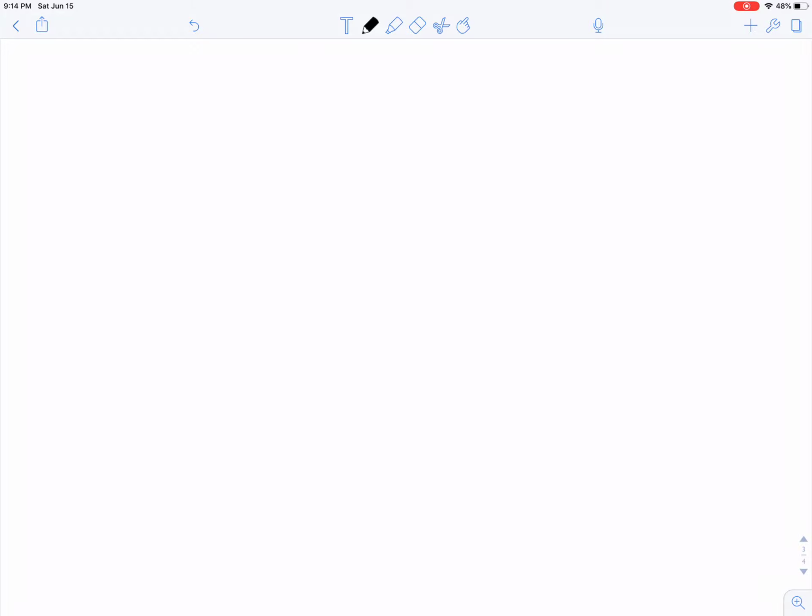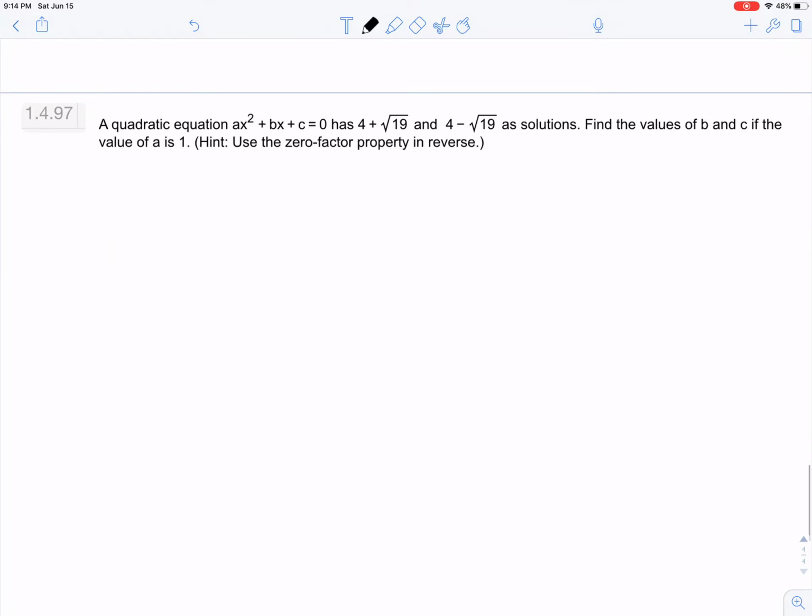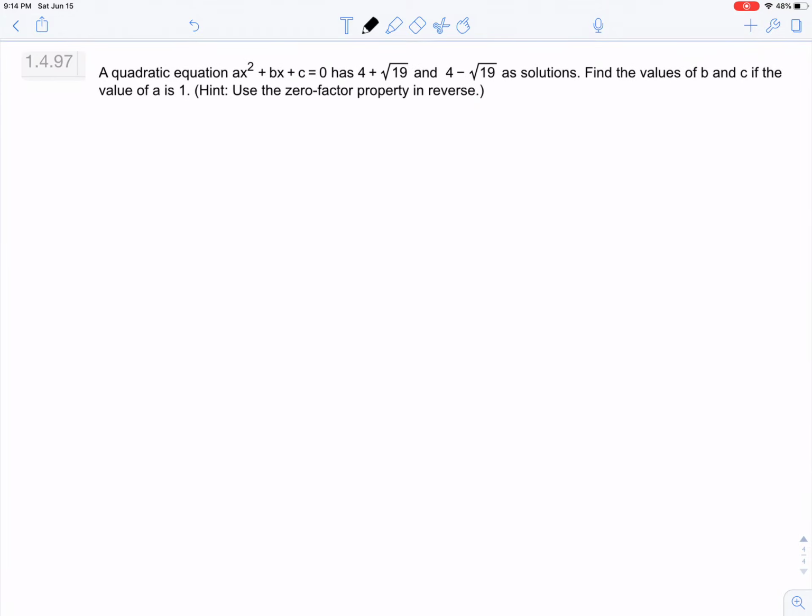We have another question from College Algebra. This comes from our text, section 1.4, question 97 out of the back of that, at the end of the section. The question says, a quadratic equation, ax squared plus bx plus c equal to 0, has 4 plus square root of 19 and 4 minus root 19 as solutions. Find the values of b and c if the value of a is 1. Use the zero factor property in reverse.